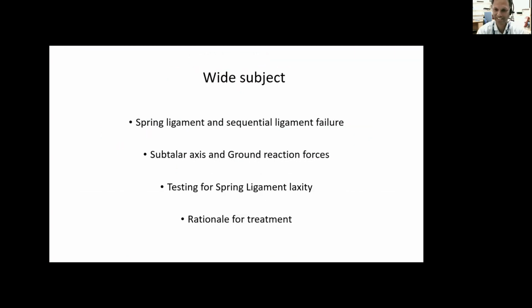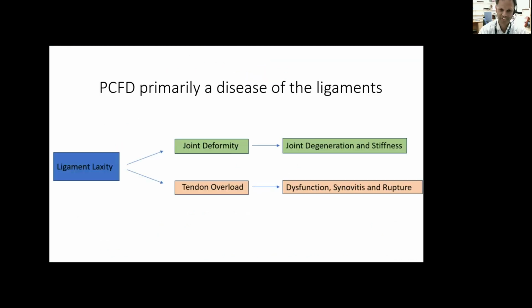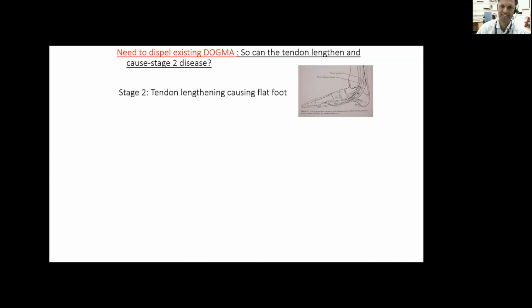So the focus of my talk is going to be on the spring ligament and potential sequential ligament failure, the subtalar axis and ground reaction forces, and a test for spring ligament laxity that I think we can test for, and the principal rationale for treatment. I still believe PCFD is primarily a disease of ligament, and it's ligament laxity that leads to joint deformity and joint degeneration and stiffness. And it's that ligament laxity that leads to tendon overload, dysfunction, synovitis, and rupture of those tendons.